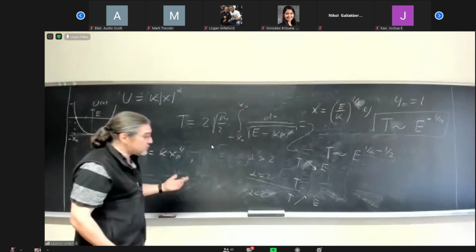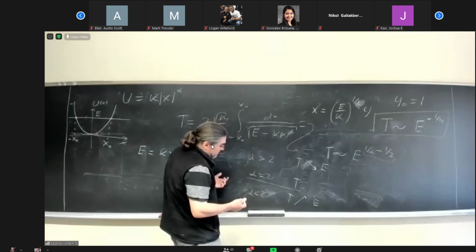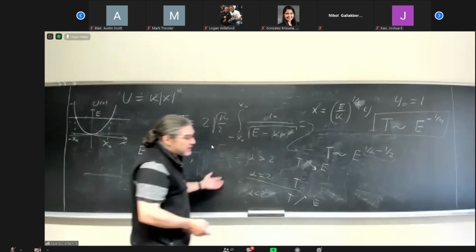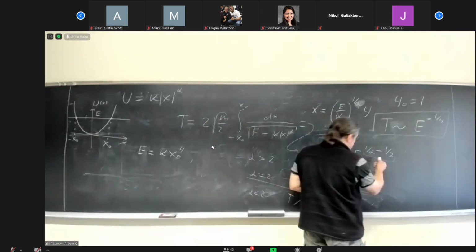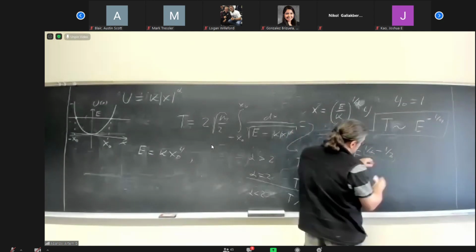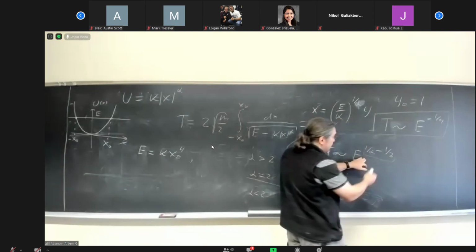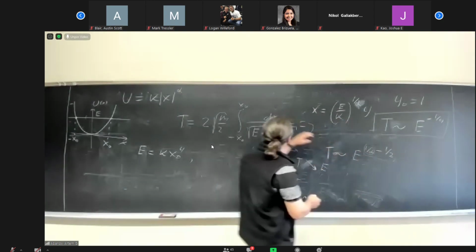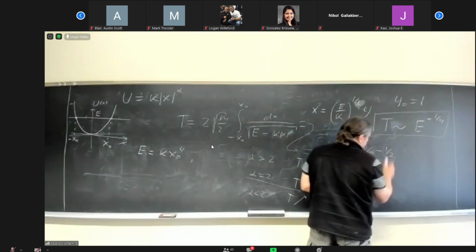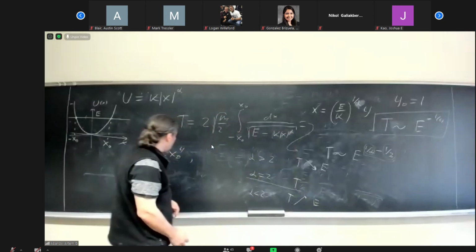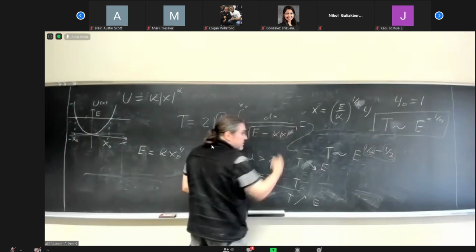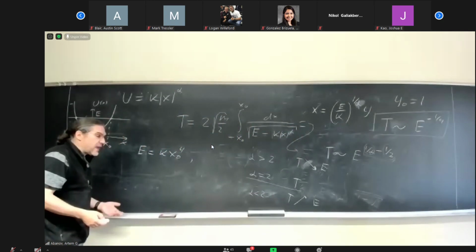Now it's actually quite an interesting story to think about why alpha equal 2 is so special. And then you look here, and you see that the period depends on energy to the power of 1/alpha minus 1/2. So this 1/alpha is exactly coming from the potential energy. So the question is, where did the 1/2 come from? And that came from the square root. Remember this square root? Now, where did that square root come from?